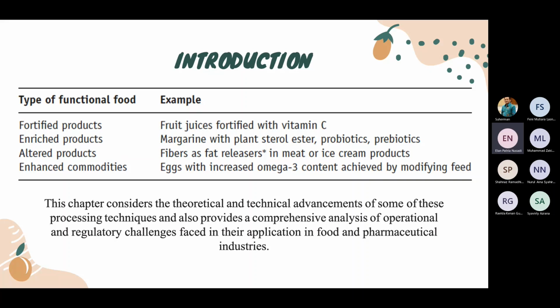So this is the functional food. There are fortified products, and the example of fortified products is fruit juice fortified with vitamin C, and enriched products, margarine with plant sterol ester, probiotics, prebiotics, altered products, fiber as fat replacer in meat or ice cream products, and enhanced commodities. The example of enhanced commodities is eggs with increased omega-3 content achieved by modifying feed.